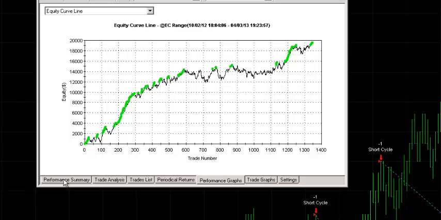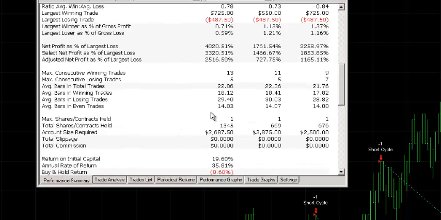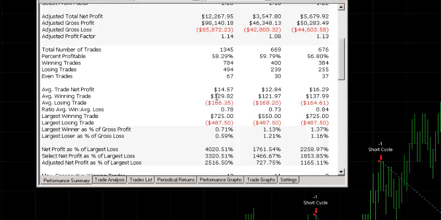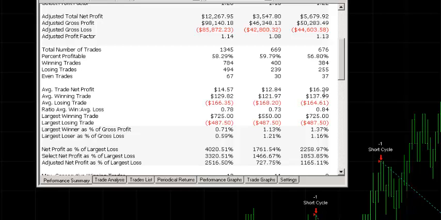But if we have a look at the actual overall stats, we've got a drawdown of 2,500 or 2.6, and the thing with this is also, have a look at the average trade net profit. What can you see? Obviously, the issue is with the average trade net profit on that strategy. Yeah, it's way too low. It's not high enough at all.